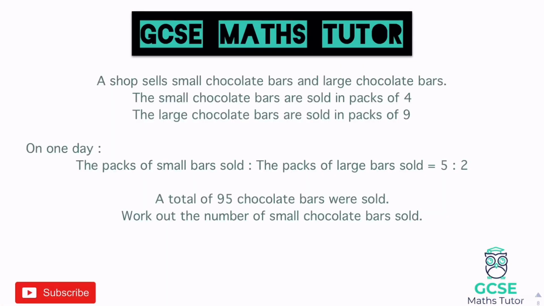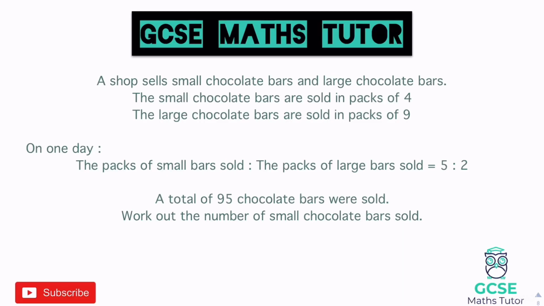Okay, so we've got something slightly different here. It says a shop sells small chocolate bars and large chocolate bars. The small chocolate bars are sold in packs of 4 and the large chocolate bars are sold in packs of 9. The packs of small bars sold to the packs of large bars sold are in the ratio 5 to 2.